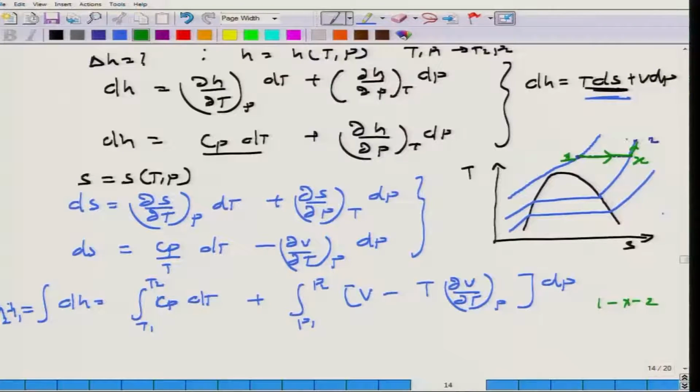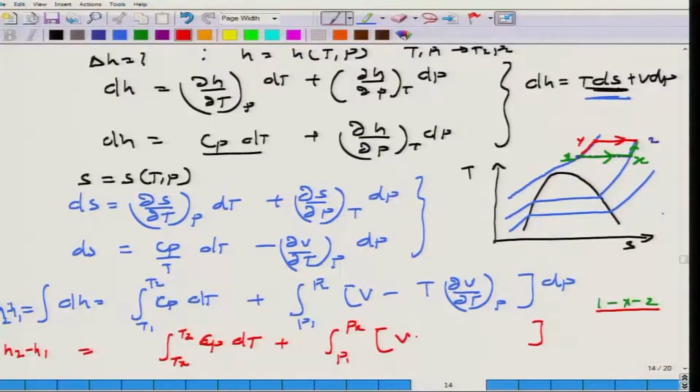Or you can do this exercise a different way, where you can take it to, let's say, y, where 1y is isobaric followed by isothermal. There are that many possibilities one can think of. For the case of 1x2, because you remember this is at constant pressure, this term is useful for constant temperature, hence I can write H2 minus H1 as the integral from T1 to T2 of Cp dT plus the integral from P1 to Px, and of course the rest of the term.